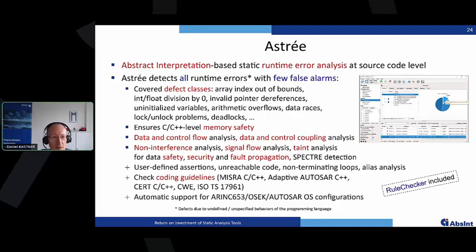And here the goal is to look at the source code, so the C or C++ code, and detect all possible runtime errors. And here runtime errors are of course defined with respect to the programming language. So it's defects due to undefined or unspecified behaviors of the programming language. And that includes all the usual suspects like array index out of bounds, division by zero, buffer overflows, null pointers, dangling pointers, but also concurrency defects like data races, lock-unlock problems, or deadlocks. So they are all covered by this sound analysis.